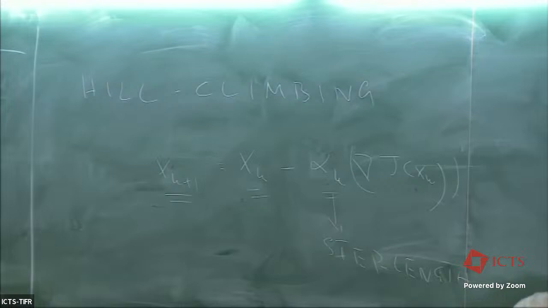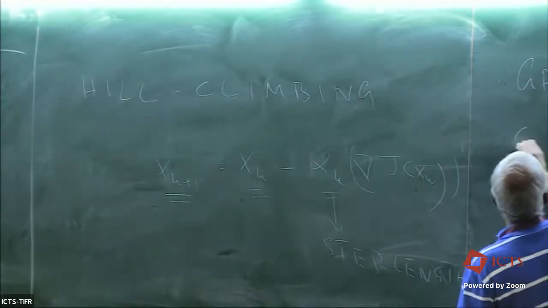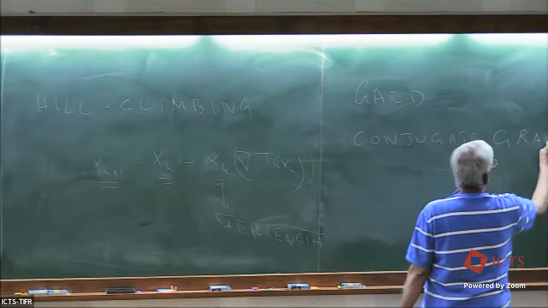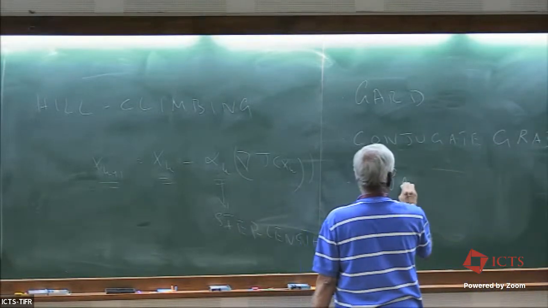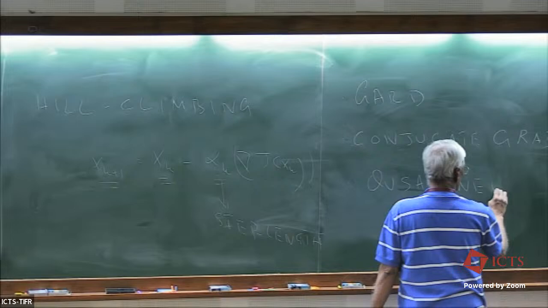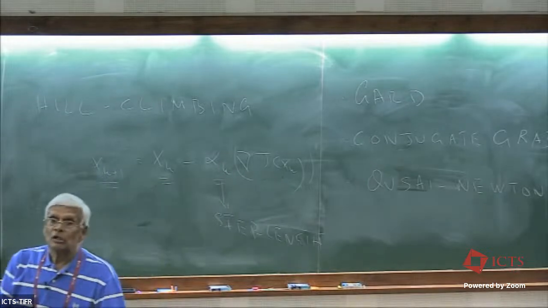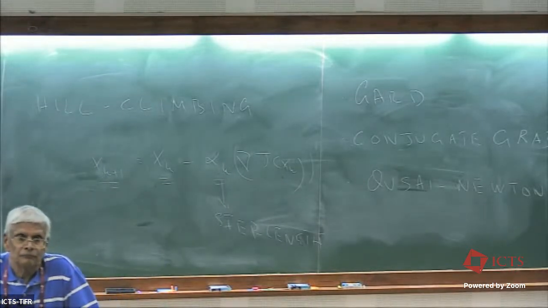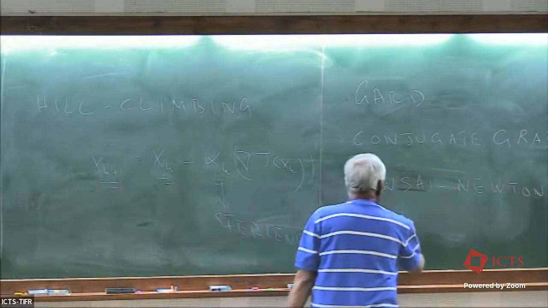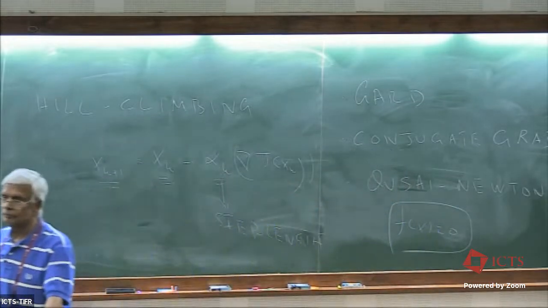Are you with me? I want you to hear all these things so that you know what they are. Gradient method, conjugate gradient method, quasi-Newton method. I'm sure every one of you in numerical analysis must have heard of the Newton-Raphson technique. How do you find the zeros of a nonlinear function? f of x is a nonlinear function. I want to solve for f of x equal to 0. Are you with me?